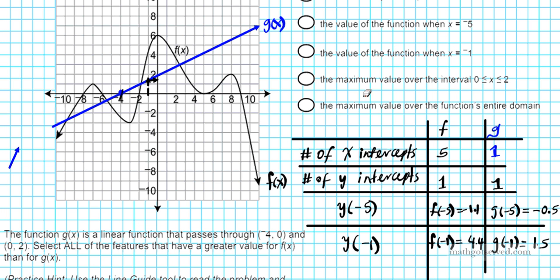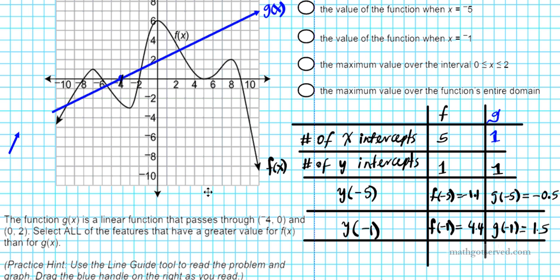Last but not least, we have more options here. It says the maximum value over the interval from 0 to 2. So from 0 to 2, we're looking for the maximum value for both functions. All right, so let's go ahead and write that down. How do we represent that? We're just going to say the maximum on that closed interval. Okay, so we're looking for the maximum on 0 to 2.